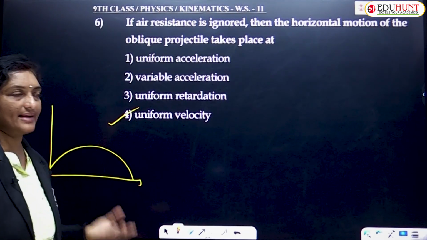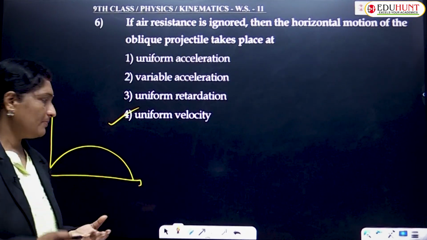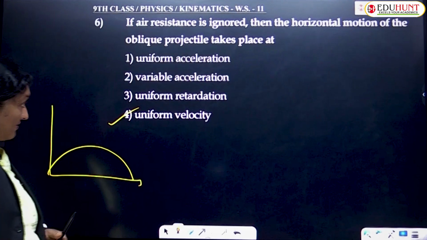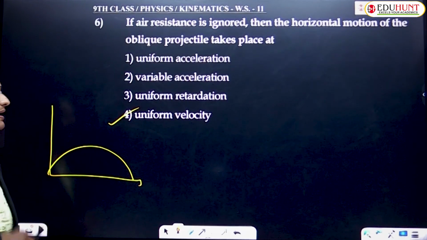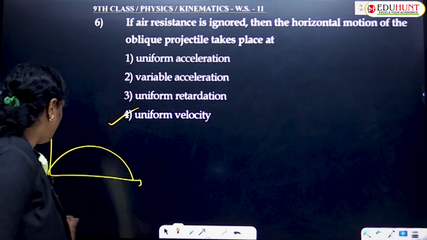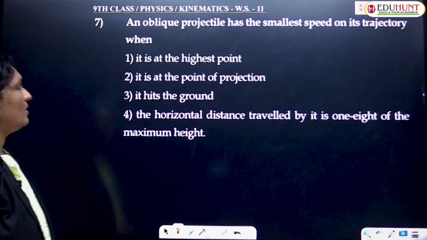So forget about acceleration. Acceleration always changes. So what is the value? Uniform velocity. Air resistance is ignored, so the body moves with uniform velocity.